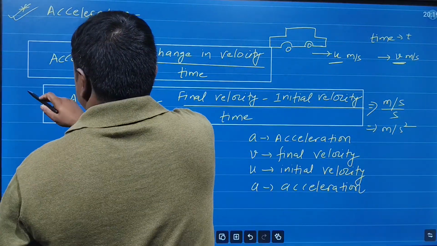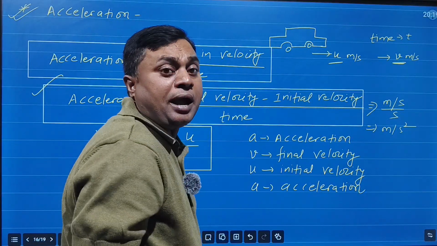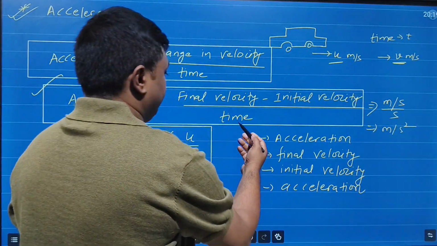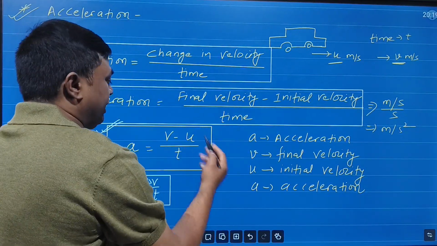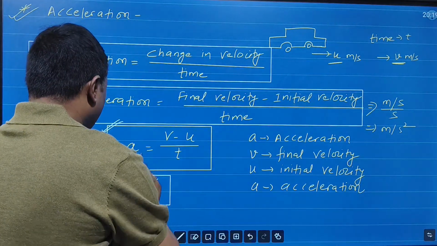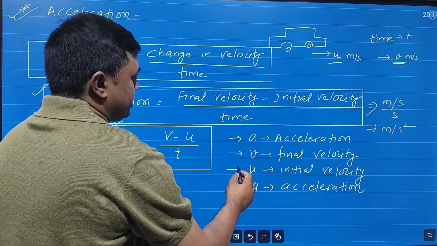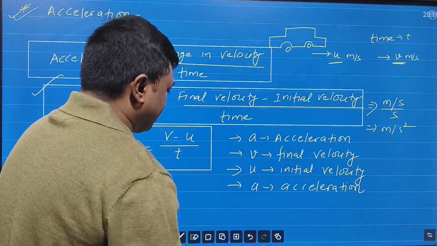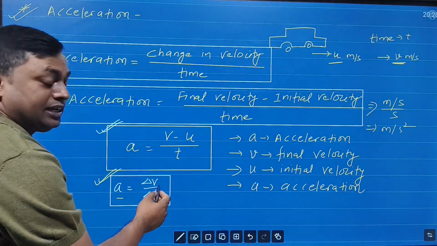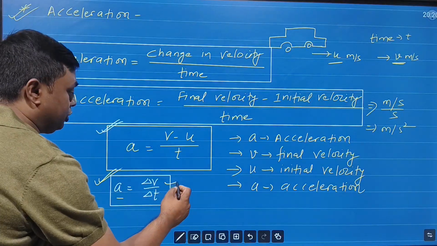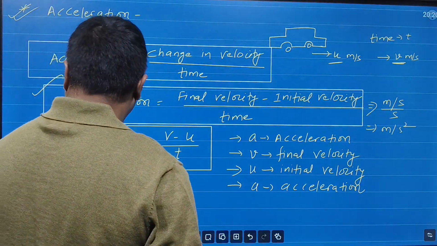So we can write acceleration as final velocity minus initial velocity by time. So a is equal to (v minus u) by t. This is the formula, where a is the acceleration, v is the final velocity, and u is the initial velocity. Or we can write a as delta v by delta t, change in velocity by change in time.